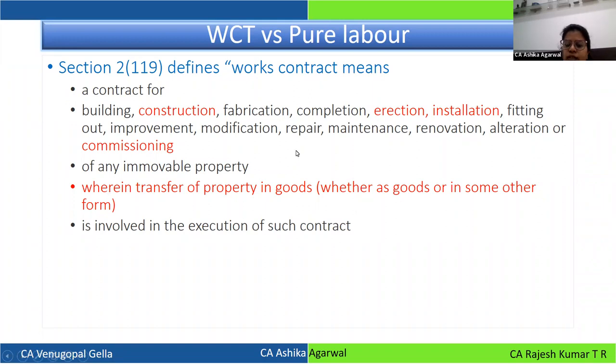However, when we come to works contract, all these types of supply, where there is material plus labor, will be works contract. And for works contract, again, it will be 12% if it is under some scheme, or 18% if it is other than scheme.